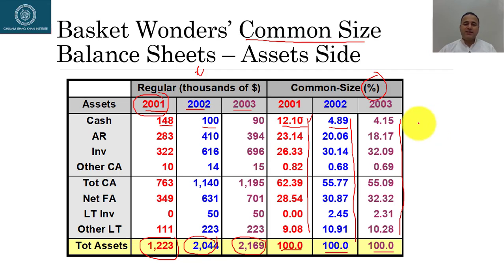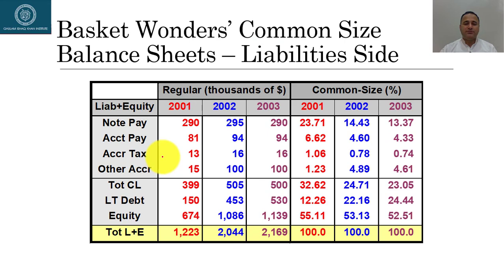So this is common size analysis. I will repeat what you do. You divide all numbers, for example, 148 divided by 1,223, 283 divided by 1,223. Do not worry about the calculations because at the end of this lecture, we will also do some Excel exercises.